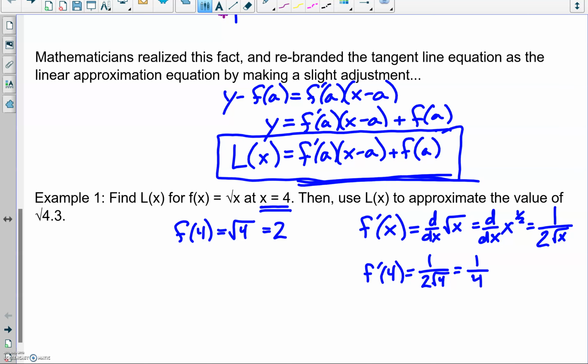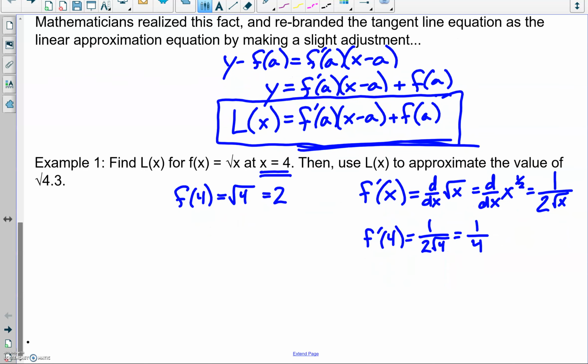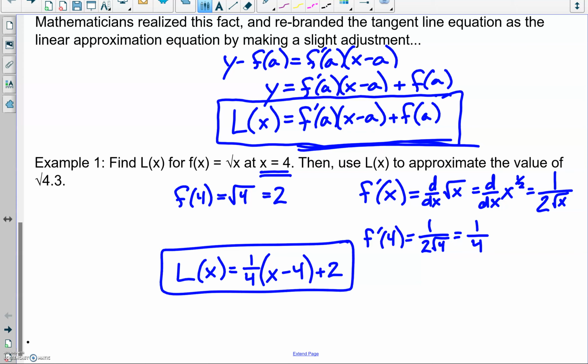So now I have the two big pieces I need along with the a to create my L of x equation. So L of x equals 1/4 for the slope times x minus 4 and then plus 2. And you could expand that out, simplify it, but that is a perfectly acceptable L of x linear approximation function.